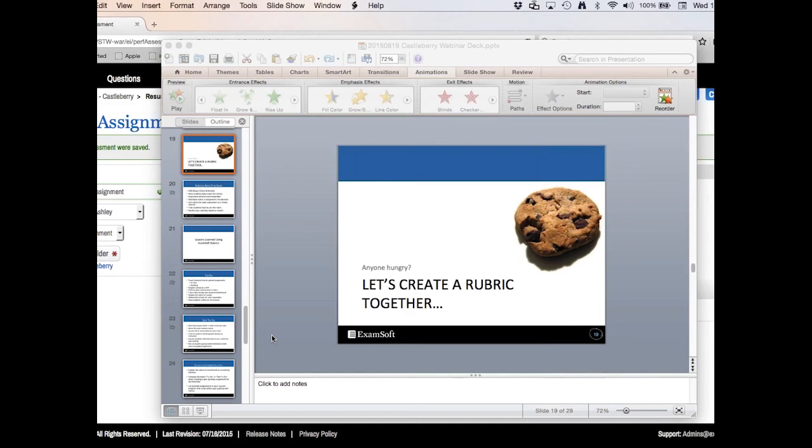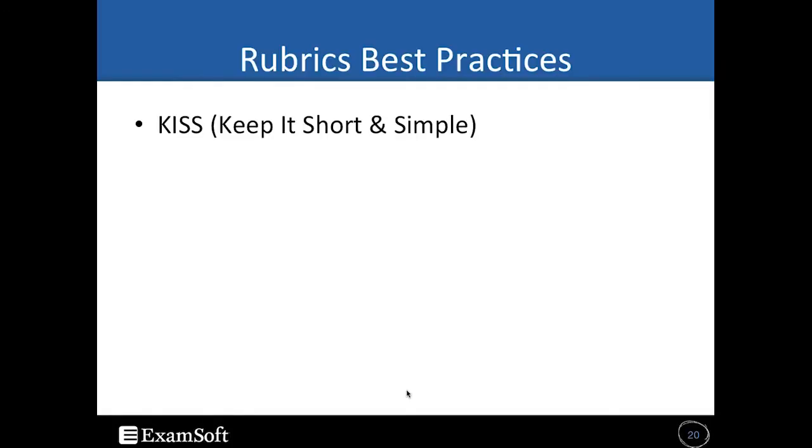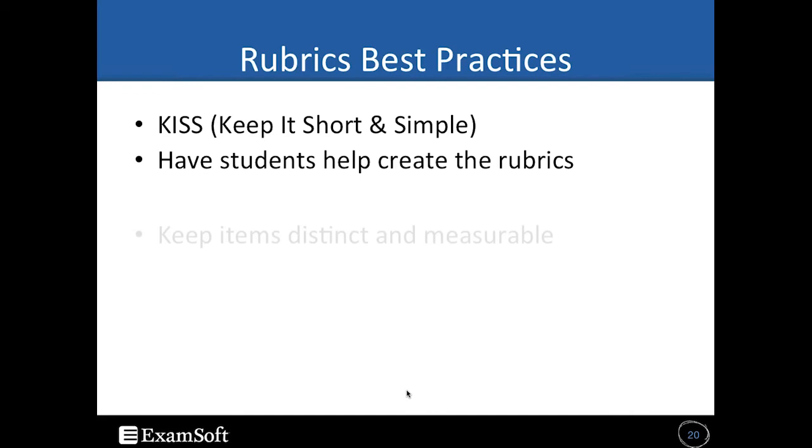So now that we've looked at it, I want to go through just a couple of best practices when it comes to rubrics. And the first one is KISS. That's the way you can remember it. Keep it short and simple, especially when you're having students evaluate each other's work. You don't want to have 30 different rows on that rubric. You want to keep it to just what you're really wanting to evaluate.